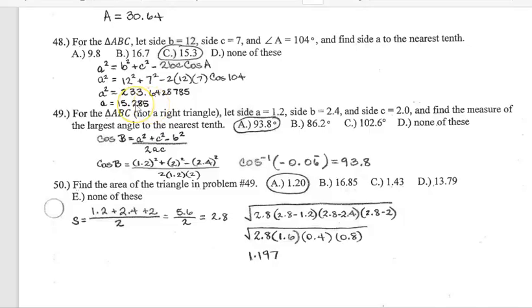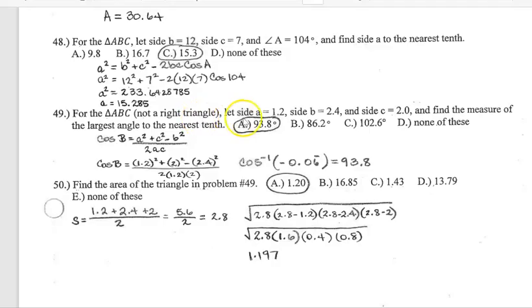And then it said round to the nearest tenth, so that would be 15.3. All right, then for 49, I have a side, side, side triangle. Again, I don't have a pair of anything, so I'm going to have to use law of cosines. And they're asking me to find the largest angle.